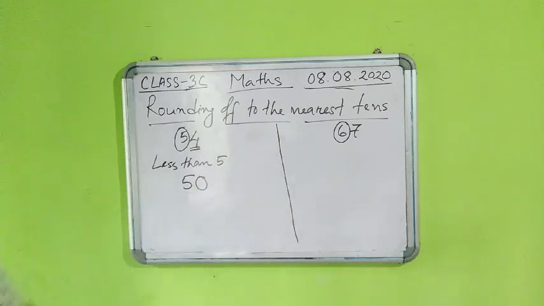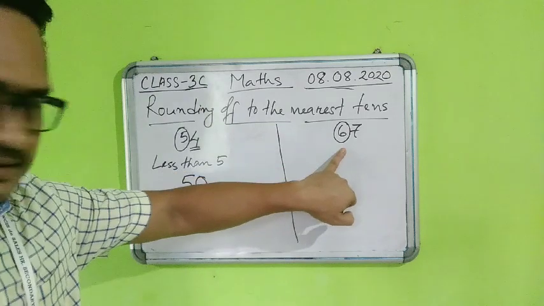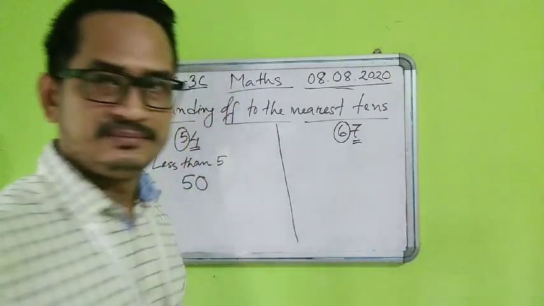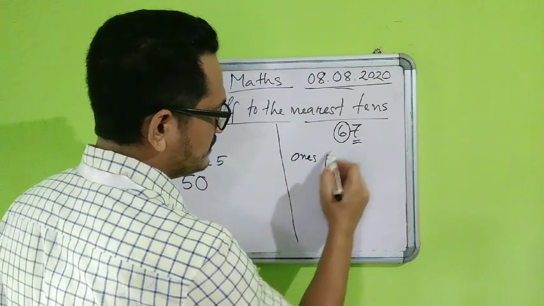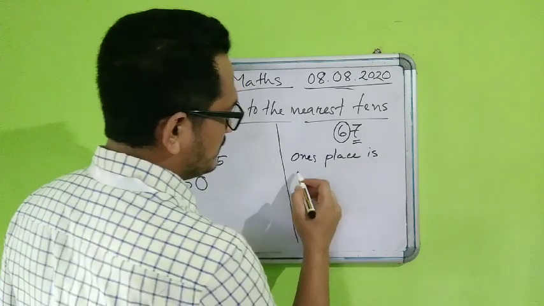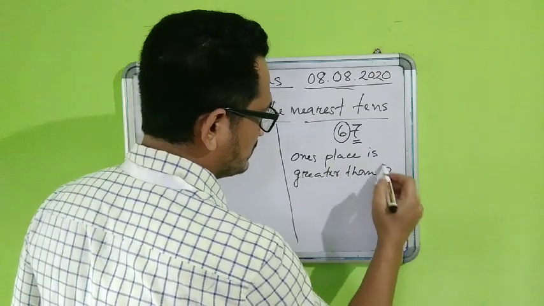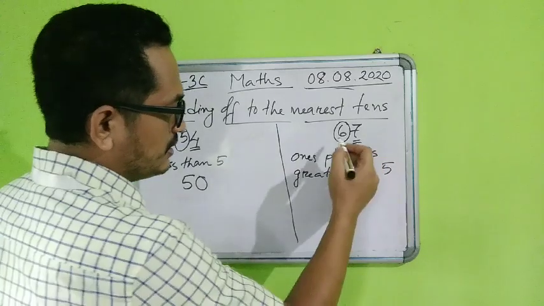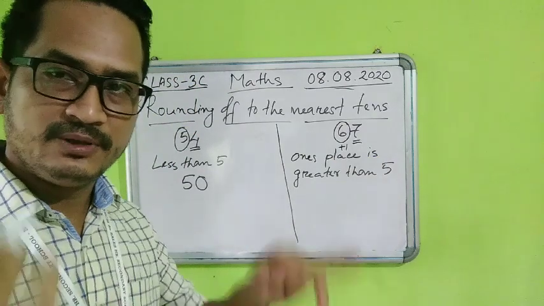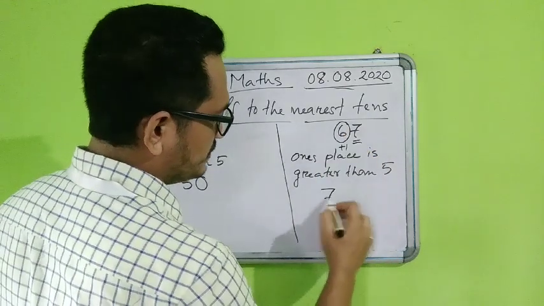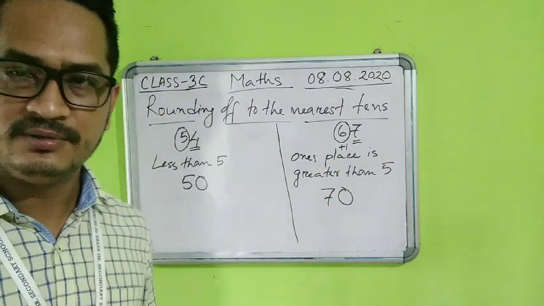Okay, come to this number. The tens place is 6, but what is the ones place? 7. In this case, if the ones place is greater than 5, then what will you do? The 6 will be added with 1. That is, the tens place will be added with 1. So 6 plus 1 will be 7, and the ones place will become 0. So 67 will be rounded off to 70.